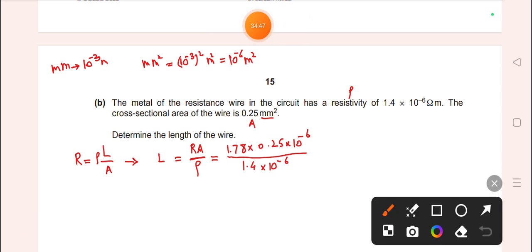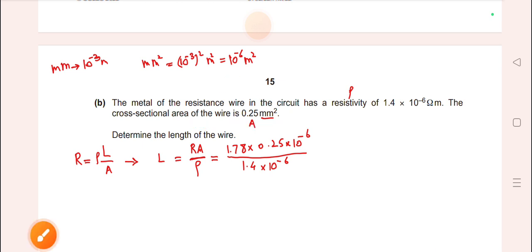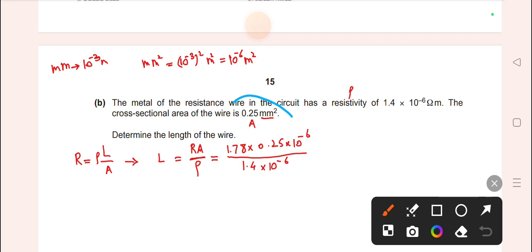The area is given in millimeter square. Beta, milli means, when we say millimeter square, it is not the square of only meter, it is the square of milli. Milli means 10 raised to power minus 3. So millimeter square means it will be the square of milli as well. So 10 raised to power minus 3 squared will be 10 raised to power minus 6. This is the only point where a student can make a mistake. So you will not write the area as only 0.25, you will write it as 0.25 times 10 raised to power minus 6. All the other values are given in standard units, no need to change any unit, and you get your answer.